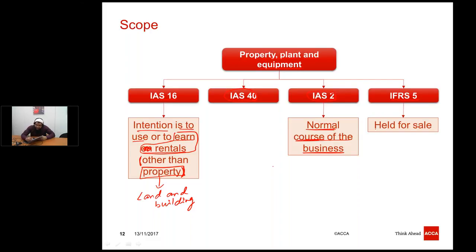And the third thing is that if an item is being held for sale, for example, I'm using this tablet and after using it, I want to sell it. Now, once my intention has developed to sell, it would become IFRS 5. If my intention is to sell, this would become IFRS 5, assuming certain criteria are met, obviously, which we are going to discuss in IFRS 5. But if an item is being held for sale and meeting the criteria, that would become IFRS 5.